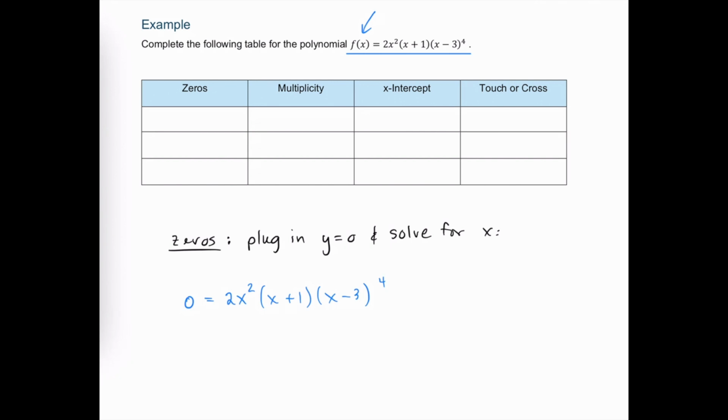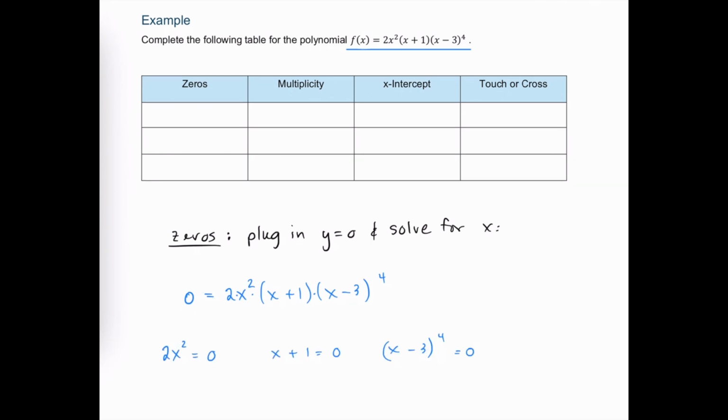Now, when the polynomial is written in its factored form, this is not a hard task. We set each factor equal to 0 and solve each of these equations individually. When we divide by 2 and take the square root of both sides here, we get that x is equal to 0. When we subtract 1 here, we get x is equal to -1. And when we take the fourth root of both sides to solve for x, we get x minus 3 is equal to plus or minus 0, but both of those are just 0. And then adding 3 to both sides, we see that x is equal to 3. And so these are the three zeros of the polynomial function.